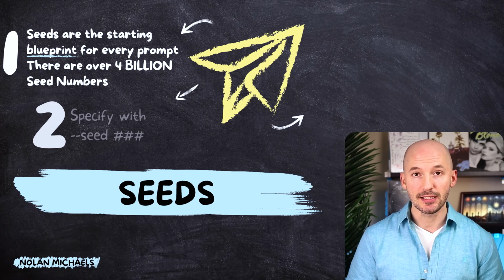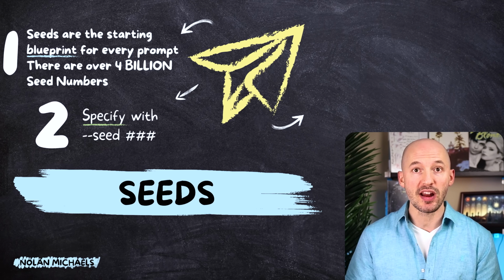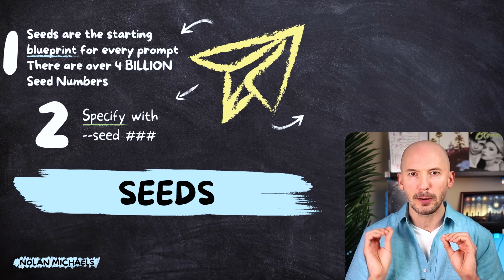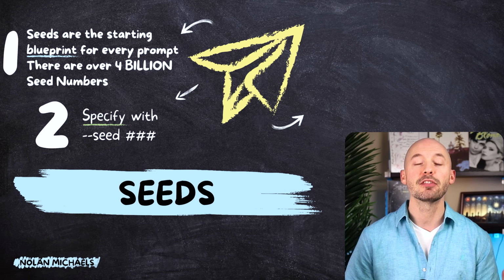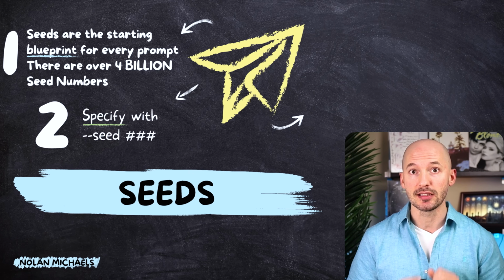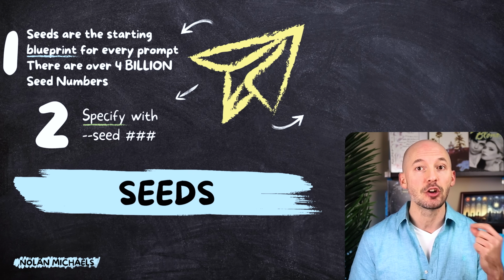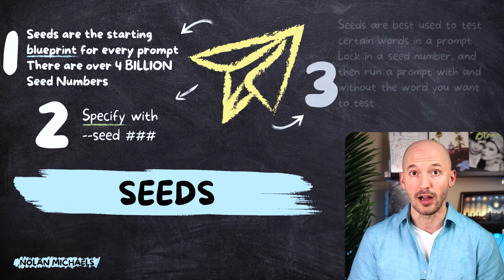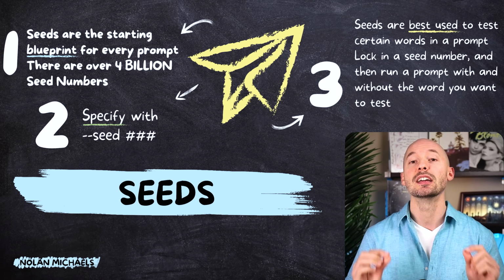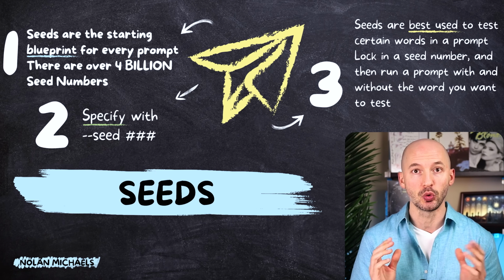When you don't specify a number, Midjourney is going to choose a random one, and there are over 4 billion seeds. That's why you're never going to see the same image generated twice. The odds are just extraordinary. But again, we can use --seed in our prompt to pick the number for the bot. And why would we want to do this? Well, it's perfect for testing individual words.